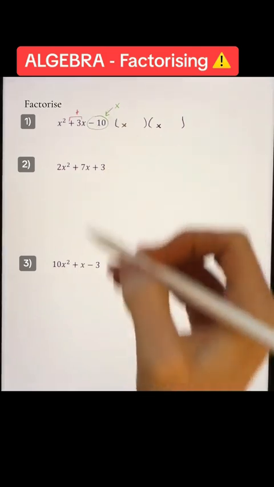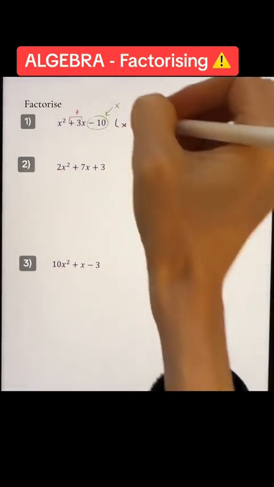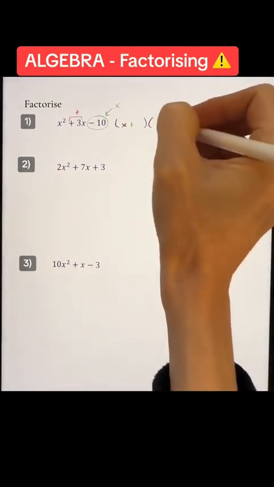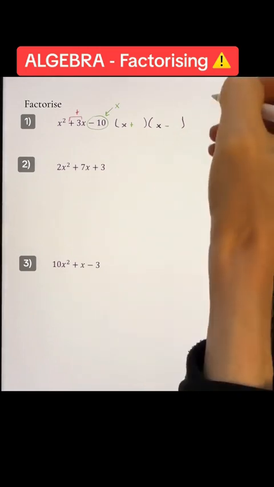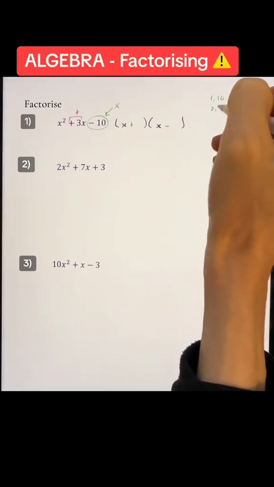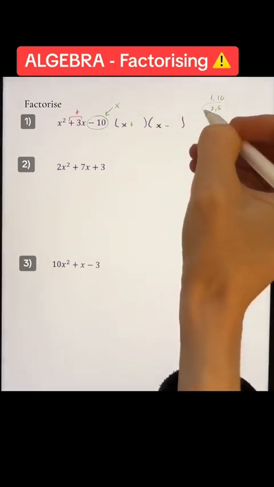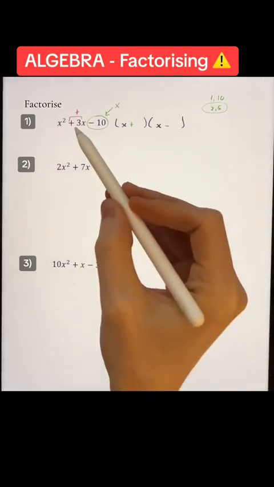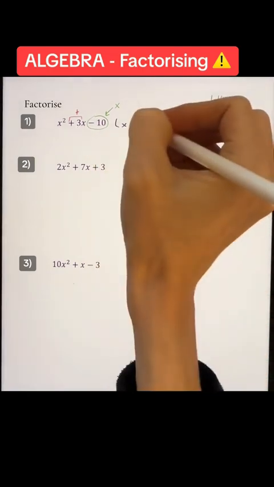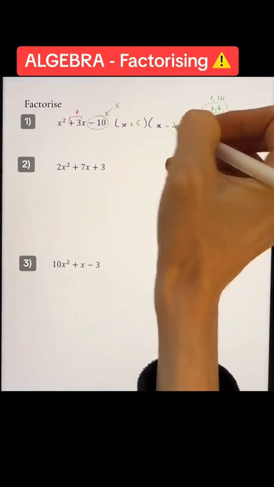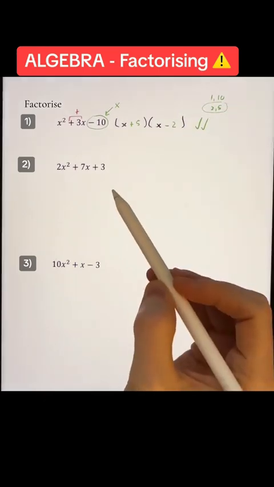Well, the only way to get a negative when multiplying is to have one positive and one negative. The only factors of 10 are 1 and 10, and 2 and 5. Hence, the only pair that's going to work is 2 and 5. As we need to add to give us positive 3, therefore the plus must be with the 5 and the minus with the 2. Again, factorise means to put into brackets.